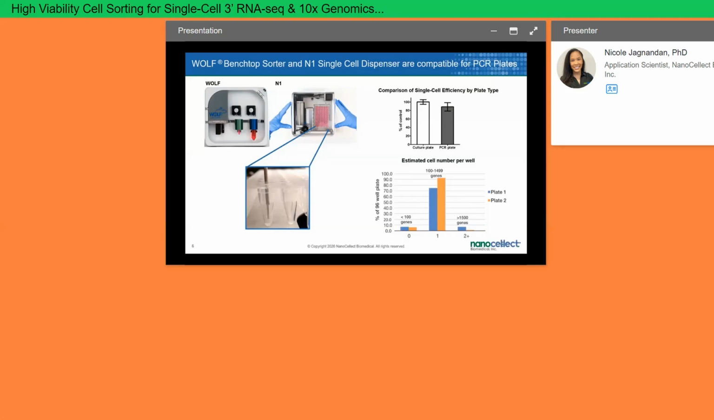So we estimated for one plate, based on this analysis, that about 72% of one of the 96 well plates had 1 cell per well, and then 92% of the second plate had 1 cell per well. So these results show that the Wolf in conjunction with the N1 are able to successfully plate a single cell into a PCR plate and then actually give you relevant results for 3' RNA sequencing.